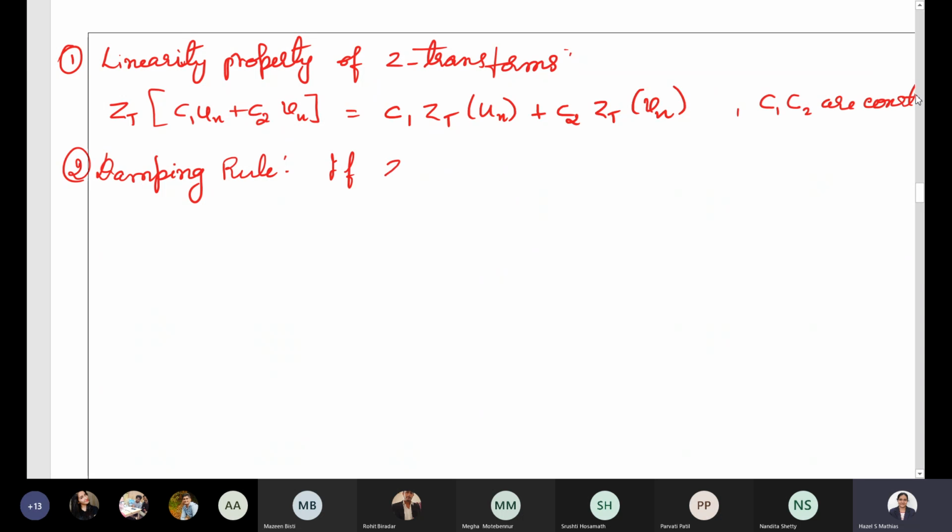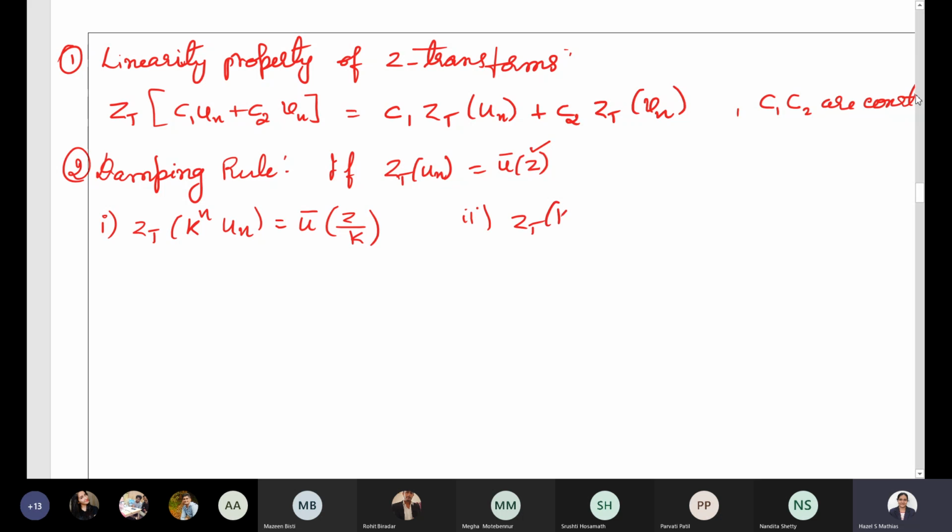Now suppose we write Z transform of Un as U bar of Z. Because when we find Z transform of a function, if the series converges, it will be a function of Z only. That's why we can write it as U bar of Z. Then according to damping rule, Z transform of K power n into Un is equal to U bar of Z divided by K. Second one, Z transform of K power minus n into Un is equal to U bar of K into Z.